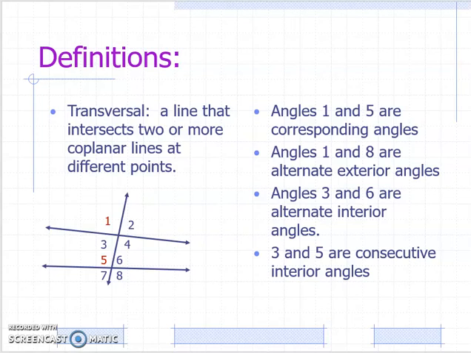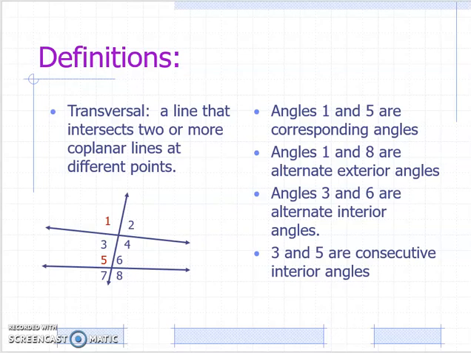Let's take a look at the next angle pair name, which would be alternate interior angles. If you look at the interior, you've got 3, 4, 5, and 6. Those are interior. See how they're on the inside of the diagram. Alternate means on opposite sides of the transversal. So 3 and 6 would be an alternate interior angle pair, and 4 and 5.